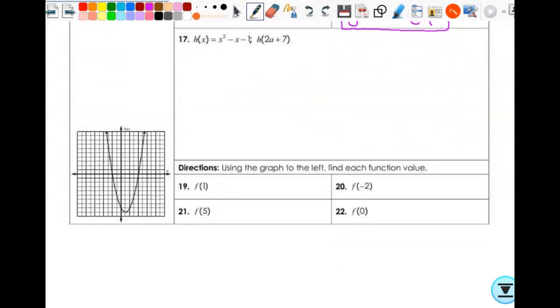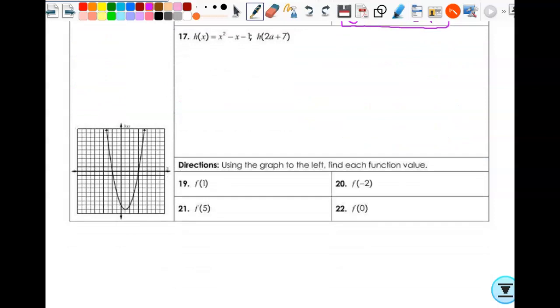All right, so on 17, we're going to find h of 2a plus 7. So I want you to go ahead and just, the first step is substitute it in. Substitute it in and stop.